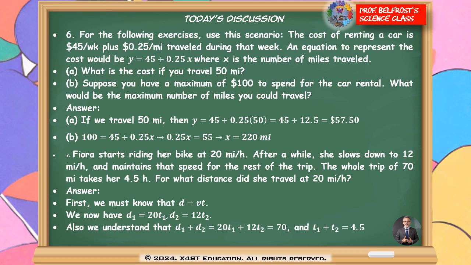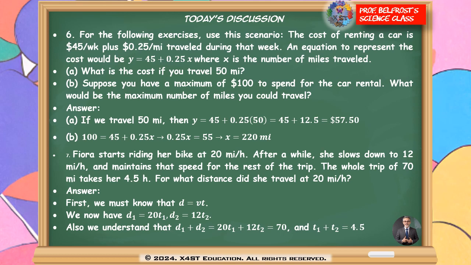Then the next one, Fyra starts riding her bike at 20 miles per hour, and so on. Actually, this is very easy. First, we need to make use of the simplest formula. I think that you must have learned that in the first years of high school. It's just the S. Some books will write S, some books will write D, some books will write X. It's the same. So distance equals the multiplication of velocity with time.